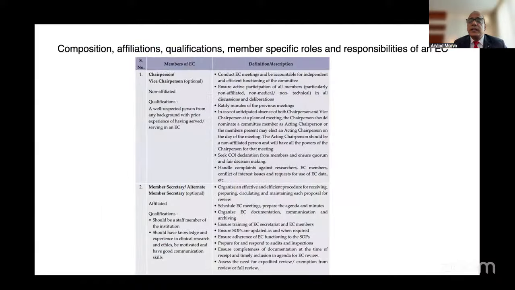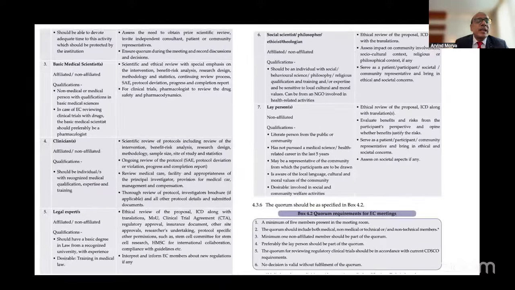Now, composition of the ethical committee. The members of the EC are: chairperson, non-affiliated with the institute, a well-respected person from any background with prior experience of having served or serving in an ethical committee. Member secretary, affiliated with the institute, who should have knowledge and experience in clinical research and ethics, be motivated and have good communication skills. Basic medical scientists, who can be affiliated or non-affiliated, and clinicians, which again can be affiliated or non-affiliated. The qualification should be an individual with recognized medical qualification, expertise, as well as training.